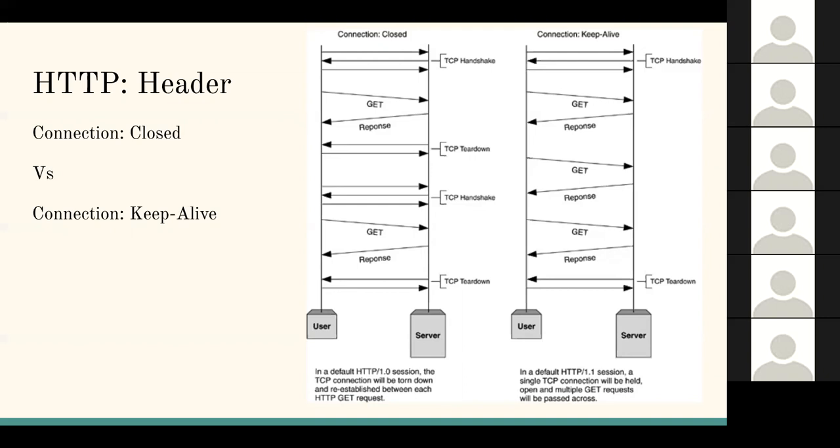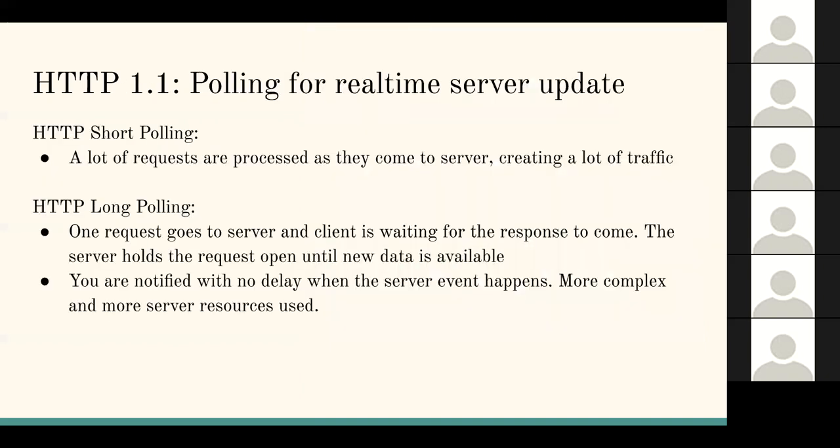Basically the idea is holding up a lot of memory with this long polling. And there are also some synchronization problems. You will see some messages coming before, some messages coming later, and all that kind of crazy stuff. So you can see here that one request goes to the server and the client is waiting for the response to come. They wait for a very, very long time, and the server holds the request open until the data is available. You are notified with no delay when the server event happens.